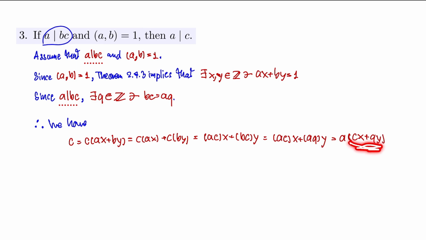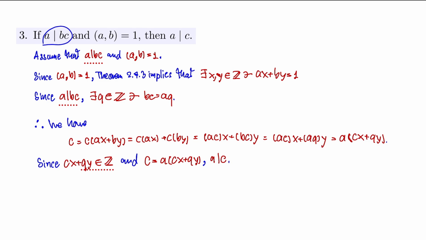And this term is an integer, right? Since cx plus qy is an integer, and c equals a times (cx plus qy), that means that a divides c. That's what we have.